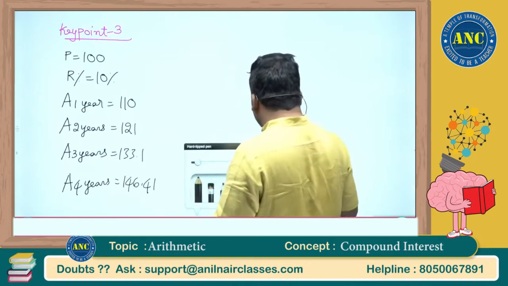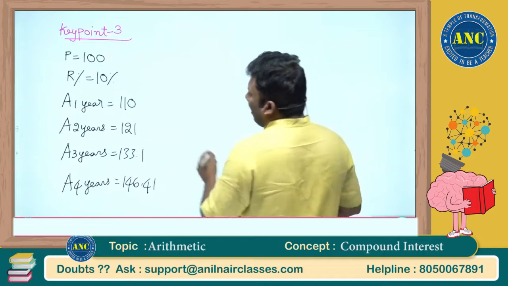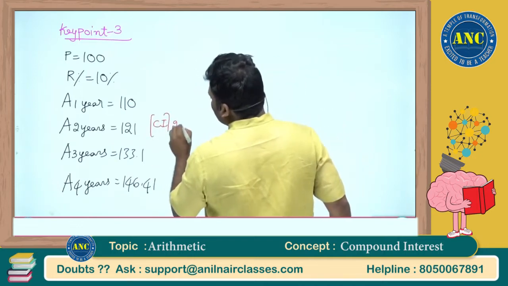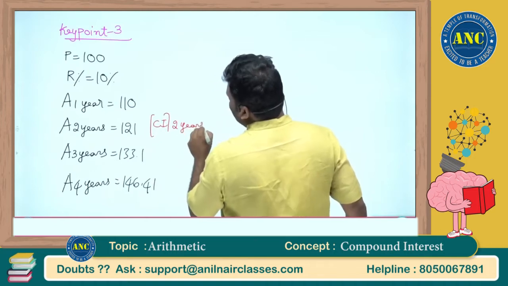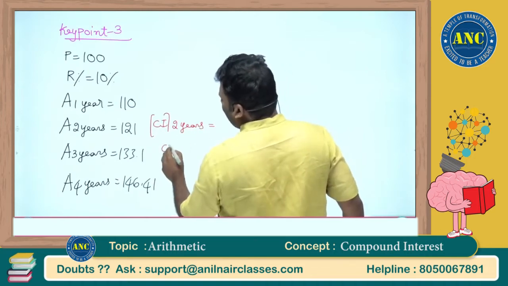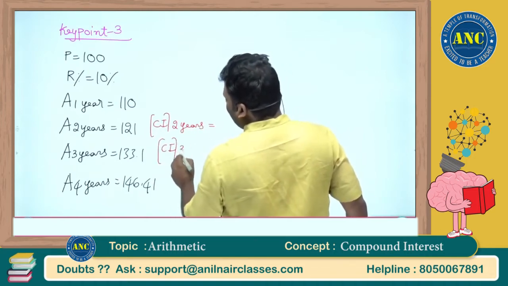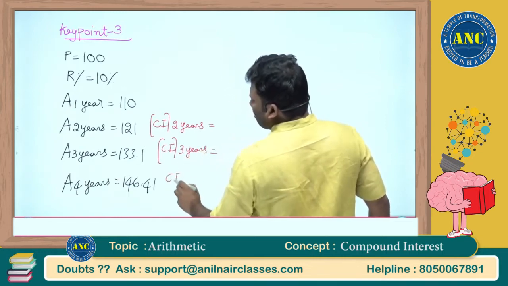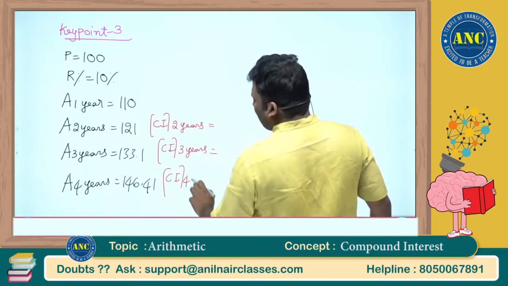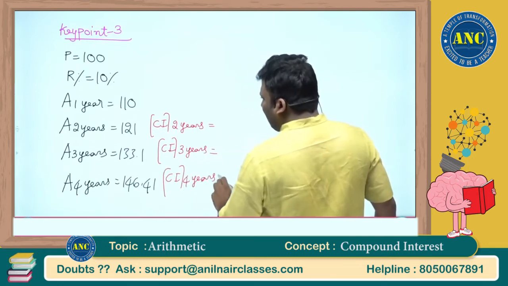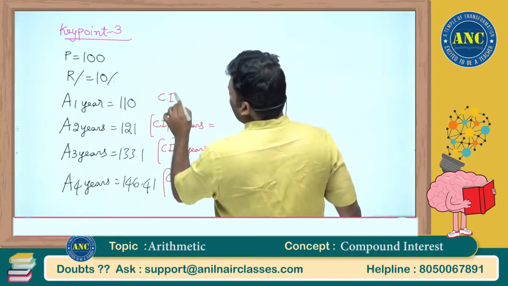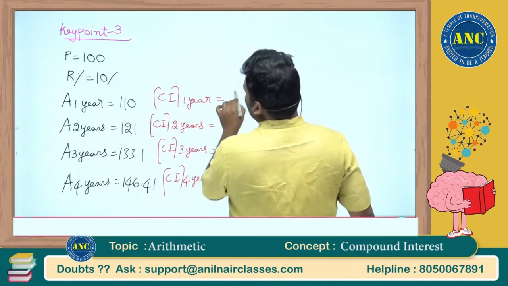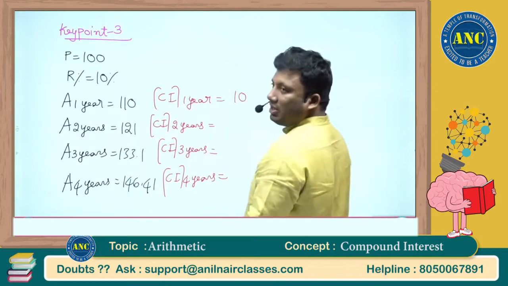So what we are doing right now is calculating the compound interest for the entire 2 years. We are not doing it for a particular year. We are doing it for the total number of years, for total 3 years, and compound interest for the total 4 years. We are trying to see whether it is in GP or not. So CI for the 1 year: 100 is becoming 110. Extra it is 10.